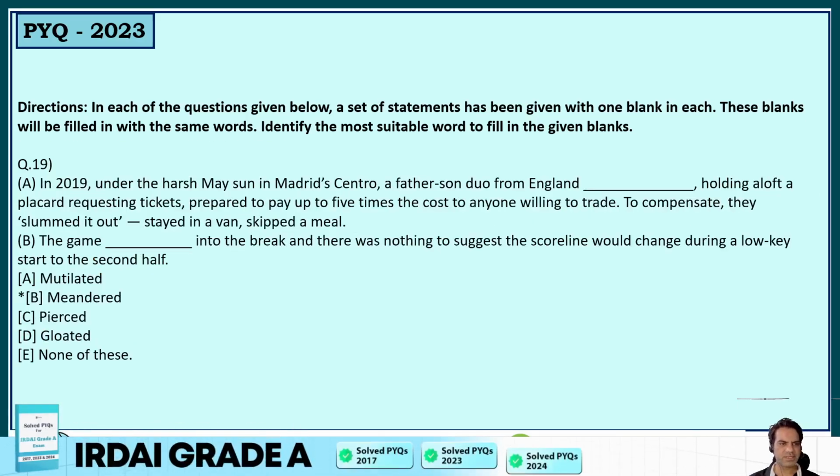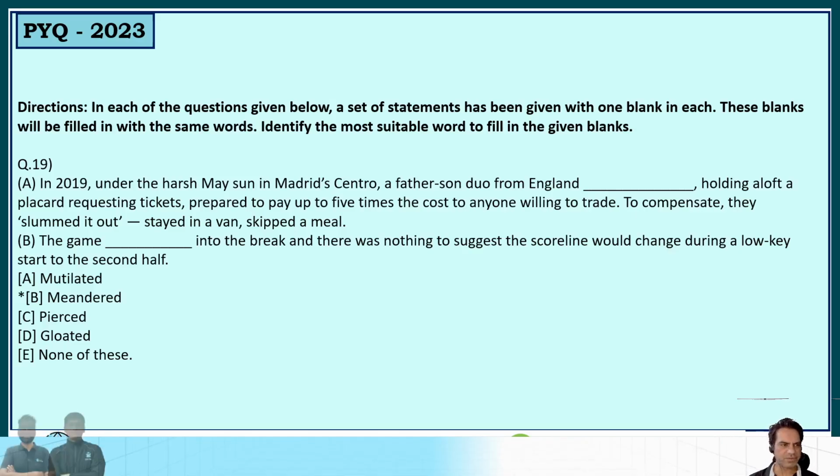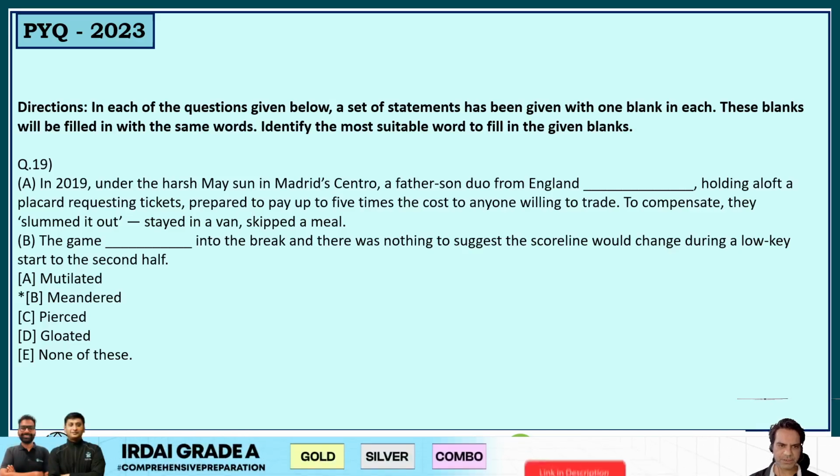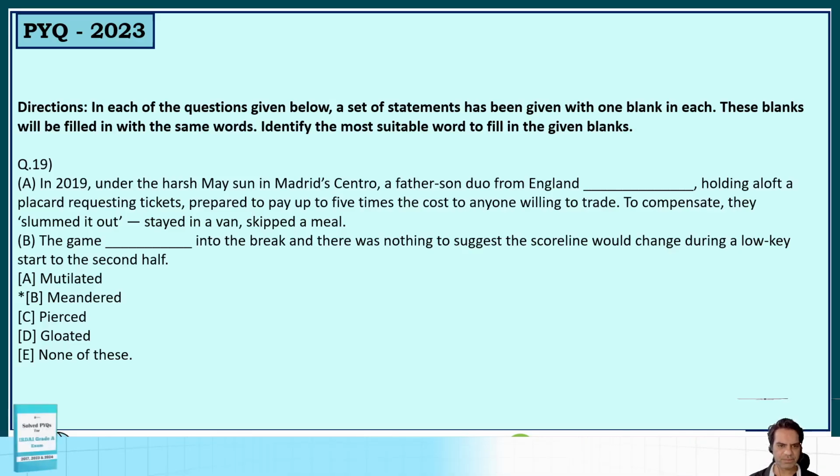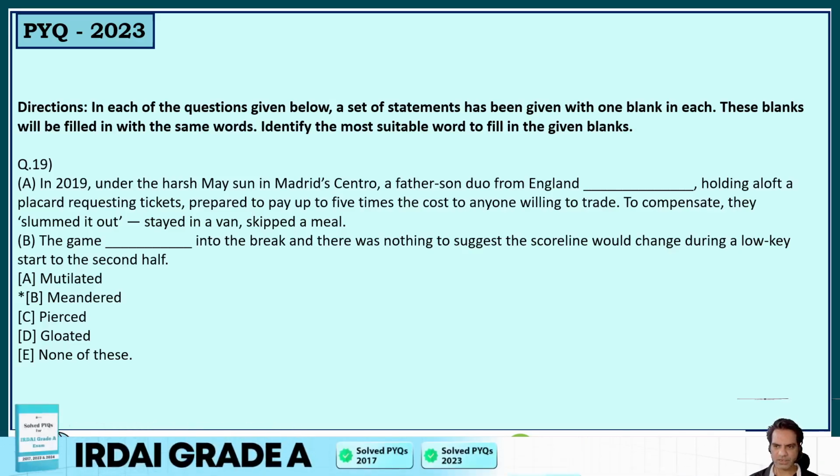Next, in 2019, under the harsh May sun in Madrid's Centro, a father-son duo from England dash holding aloft a placard requesting tickets, prepared to pay up to 5 times the cost to anyone willing to trade. To compensate, they slummed it out, stayed in a van, skipped a meal. The game dashed into the break, and there was nothing to suggest the scoreline would change during a low-key start to the second half.